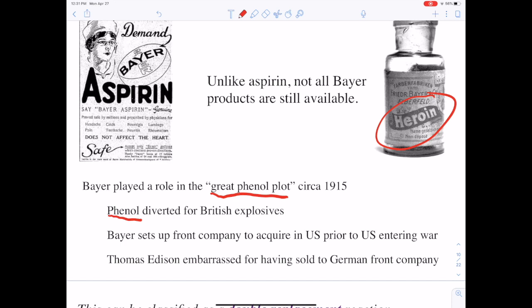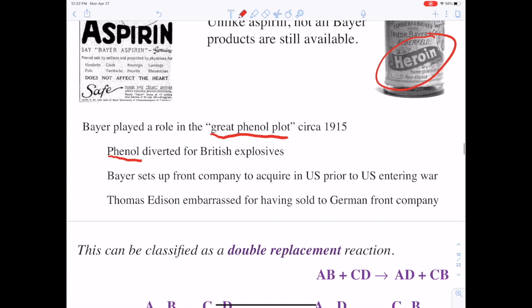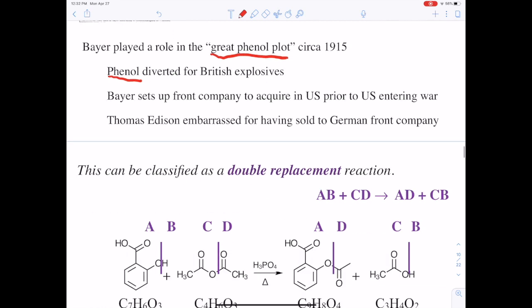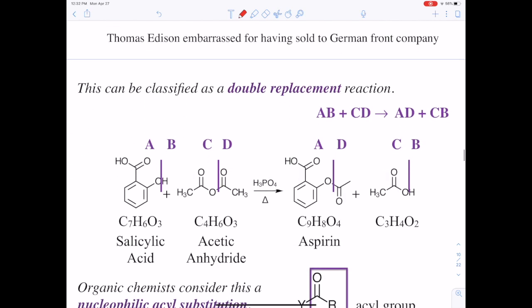Bayer had a problem because they're a German company. Another company that needed it was Thomas Edison's company for his manufacturing of phonographic records. And he set up a plant to manufacture phenol for his own purposes, and then started selling it because the price went way up. And it turns out that the Germans set up a front company disguising themselves in the U.S. to buy up phenol. And so Thomas Edison was all embarrassed by that. It turned out he was selling to the Germans when the U.S. was getting close to joining the war.